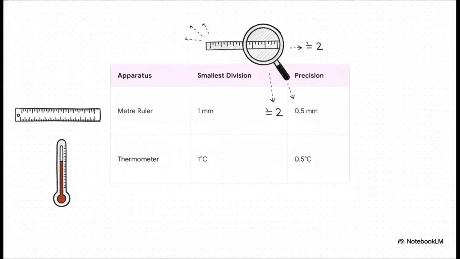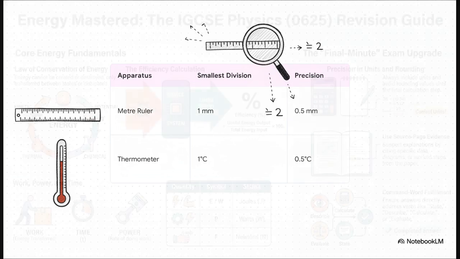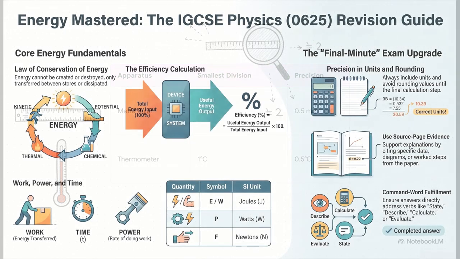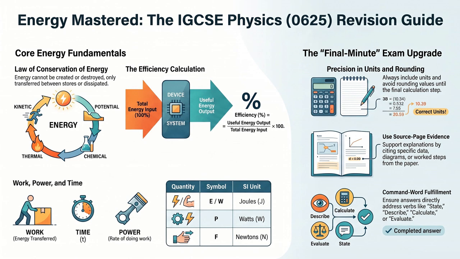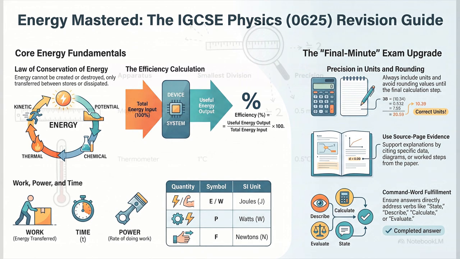So think about a meter ruler. If it has a 1 millimeter division, your precision is half of that, meaning 0.5 millimeters. Or a thermometer with 1 degree Celsius intervals? Yep, your precision is 0.5 degrees. It's a really simple universal standard you can always rely on.